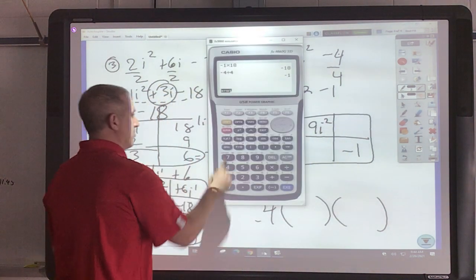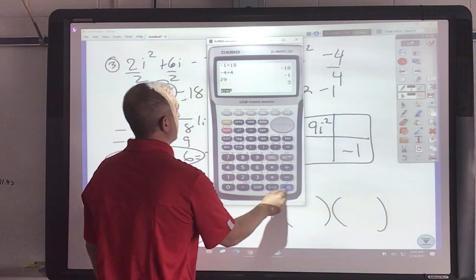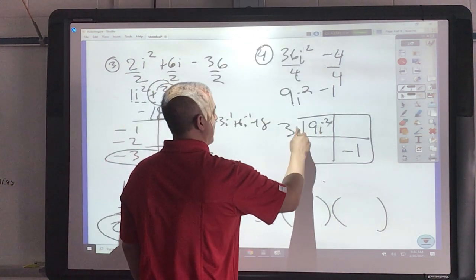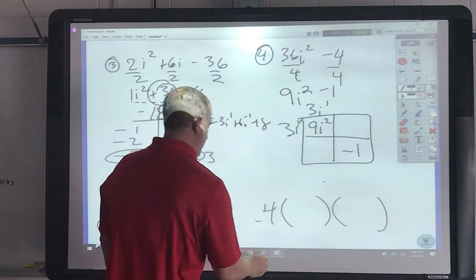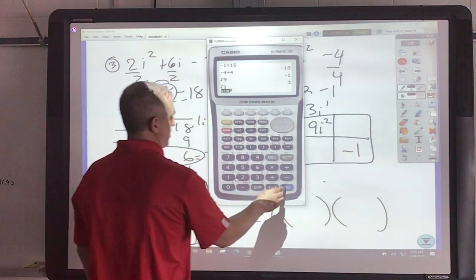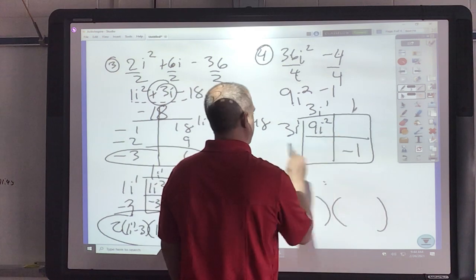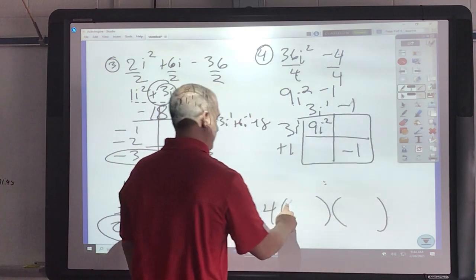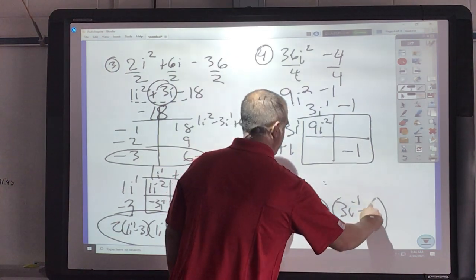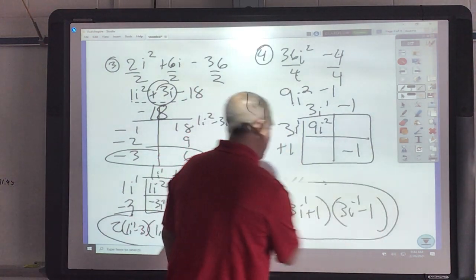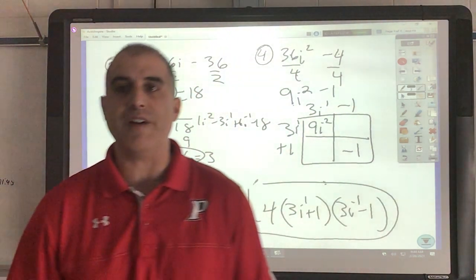So I just got to take the square root of 9, which is 3. The square root of i squared would be i. So 3i to the first, 3i to the first. The square root of 1 is 1. One's got to be positive, one's got to be negative. So that goes 3i to the first plus 1, 3i to the first minus 1. So that's the application of factoring with the GCF at the beginning.